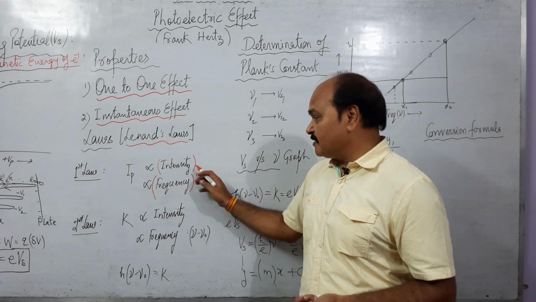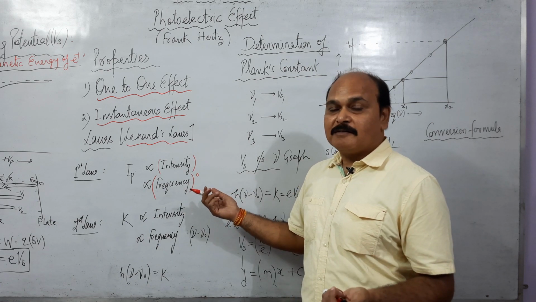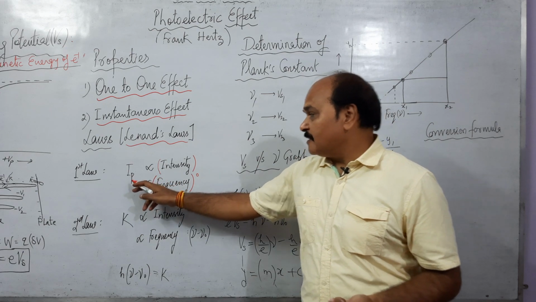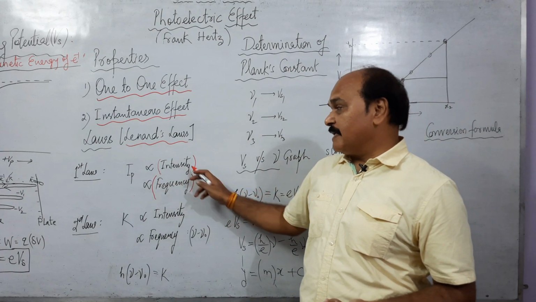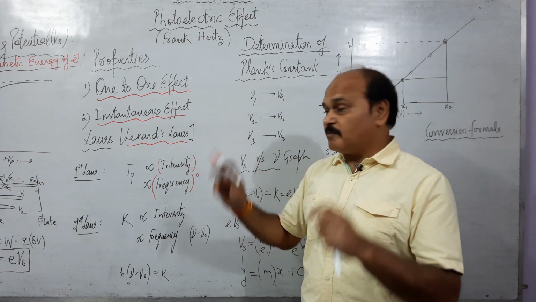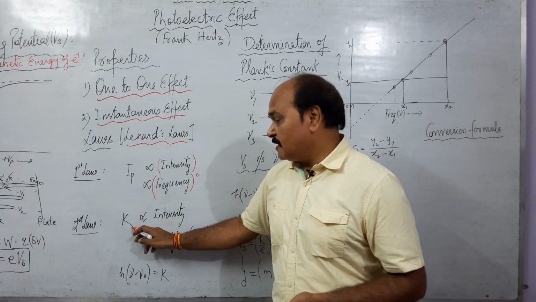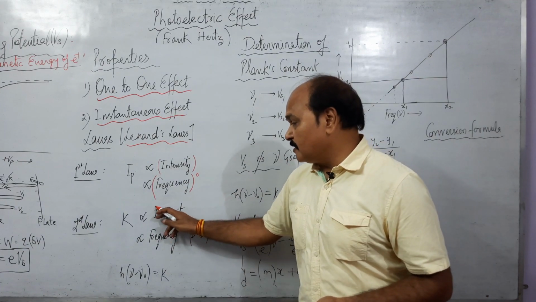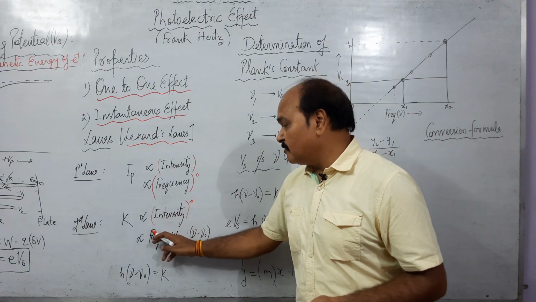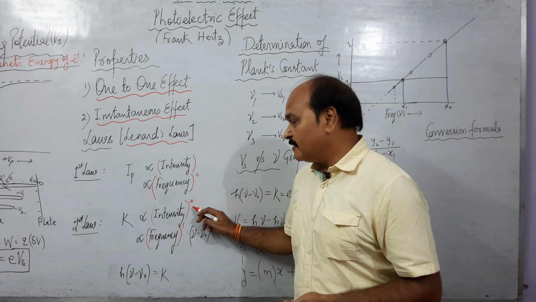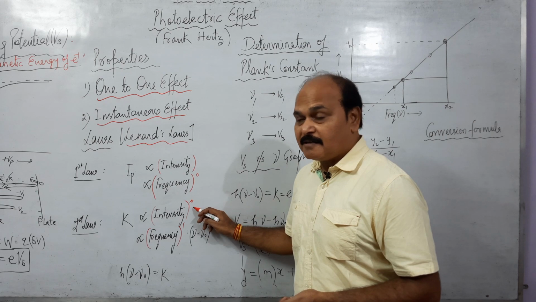Any number to the power 0 is what? 1. So plate current is directly proportional to intensity and is independent of the frequency of incident light. That is law number 1. Second law, kinetic energy. Kinetic energy of photoelectron is directly proportional to frequency and is independent of intensity of the light.